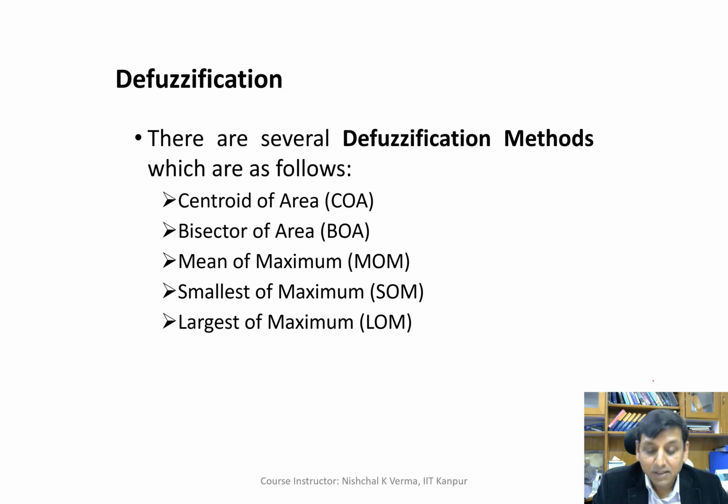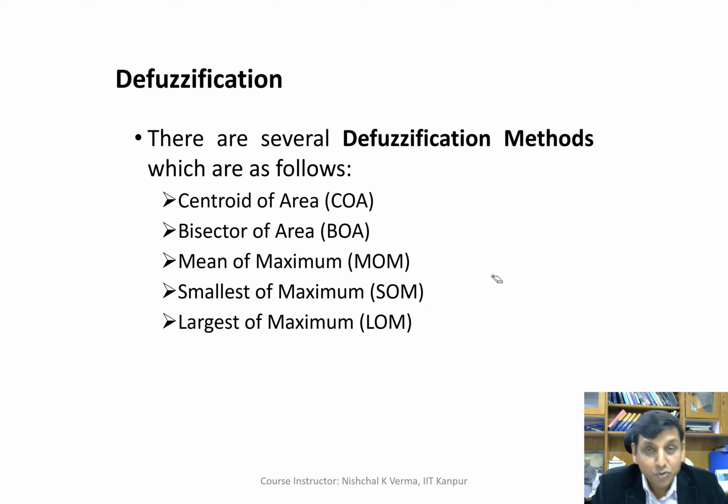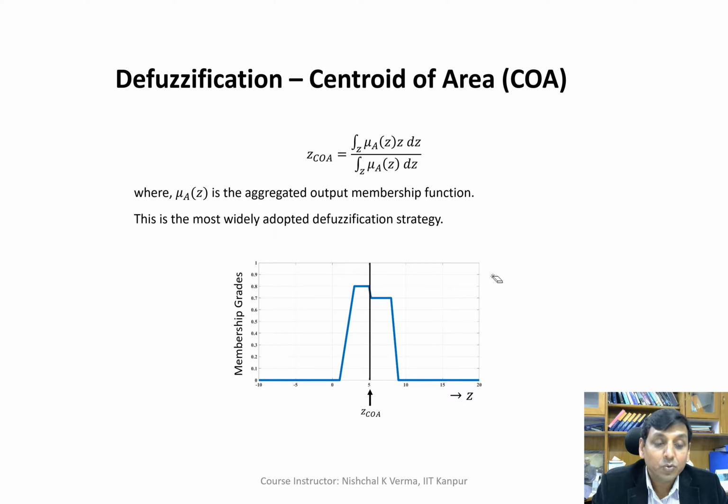So the first one is the centroid of area method, through which we can get the crisp value of the fuzzy value. And then we have the bisector of area, mean of maximum, smallest of maximum, and largest of maximum. So these are some of the commonly used defuzzification methods that we use for converting the fuzzy value into the crisp value. Let us discuss this one by one quickly.